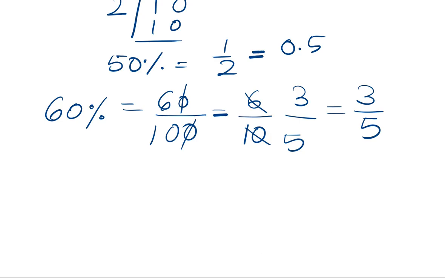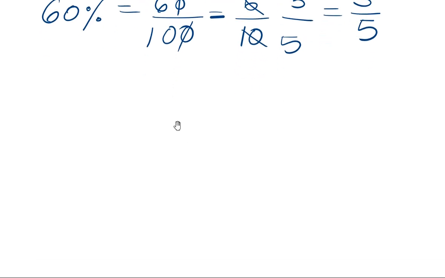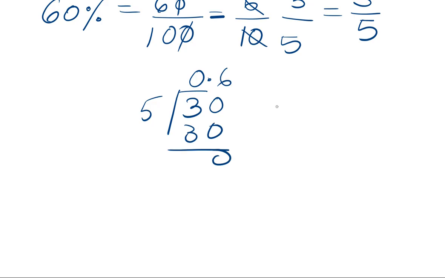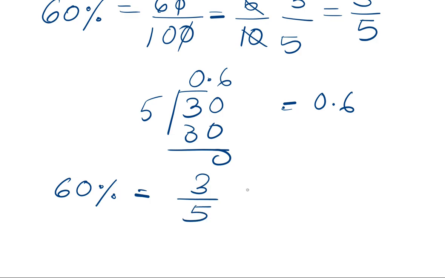Then how can you convert this 3 over 5 into a decimal? 3 divided by 5. How many 5s go into 3? 0. Then put a decimal point here, 30. 5 times 6 is 30. Remainder 0. So it is equal to 0.6. So we can say 60 percent is equal to 3 over 5, or that is equal to 0.6. Okay, I will show one more example.